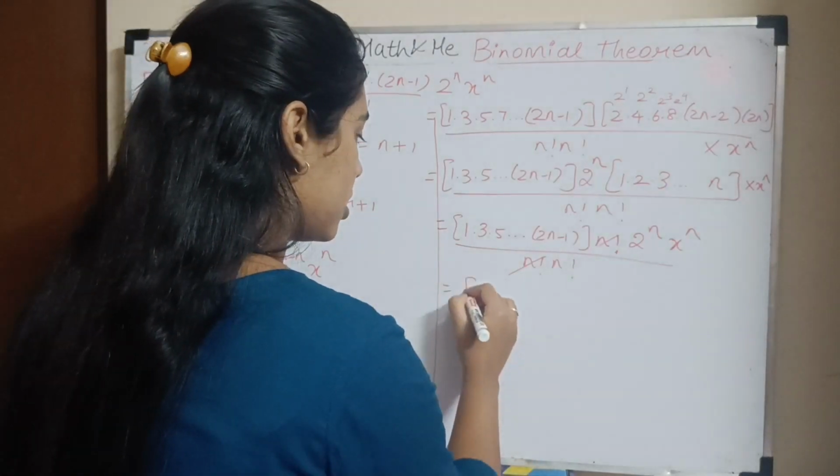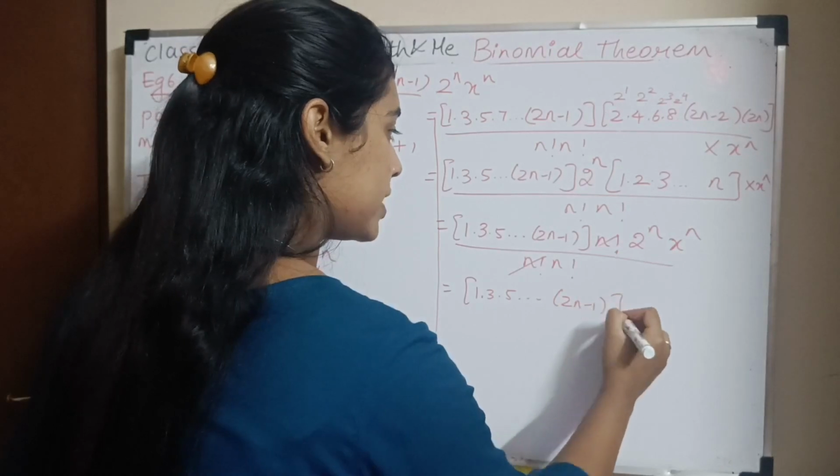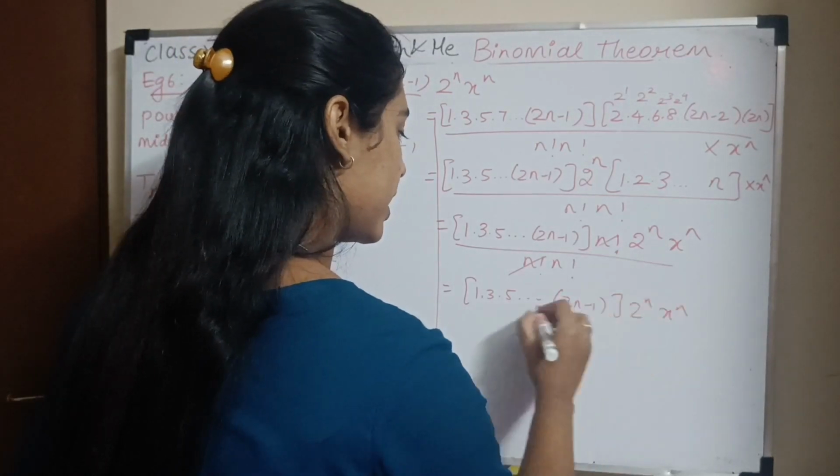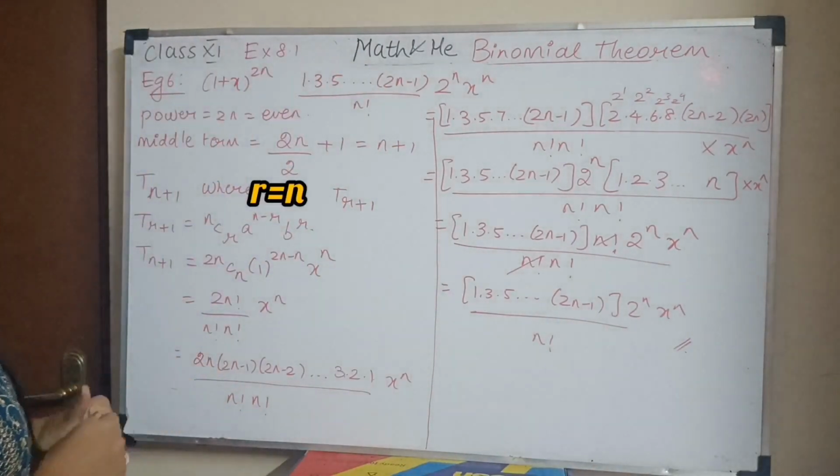So I'm left with 1 into 3 into 5 until 2n minus 1 times 2 to the n x to the n divided by n factorial. Hence proved. So what did I do?